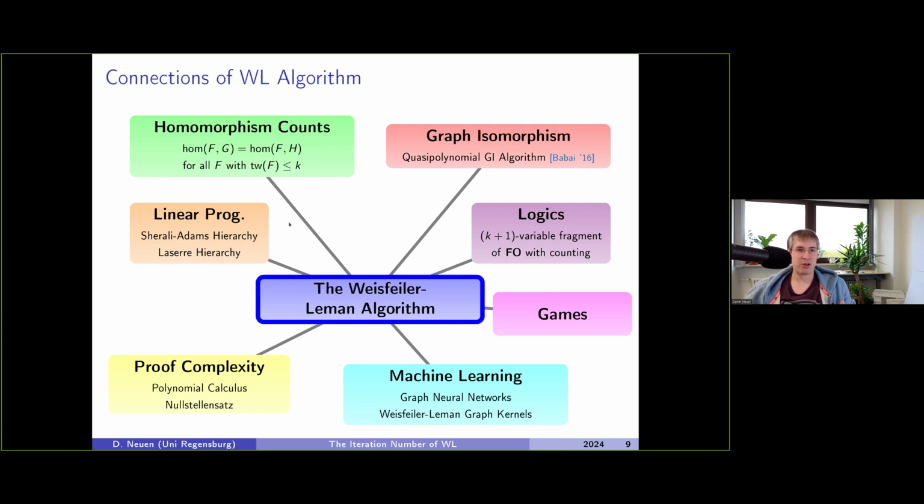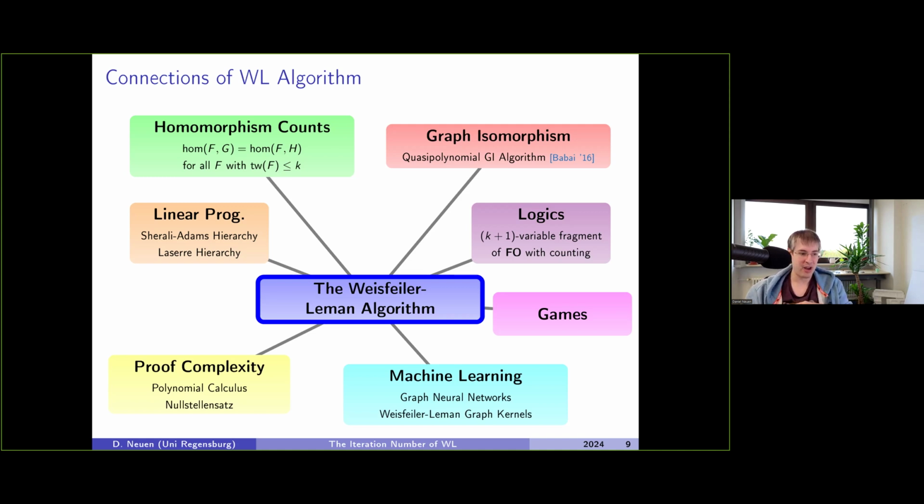Or we can also characterize Weisfeiler-Leman by writing linear programs for graph isomorphism and looking at extensions like the Sherali-Adams hierarchy or Lasserre hierarchy, or you can also do corresponding things with proof complexity. And also a very big thing in recent years is this connection to machine learning, in particular because the Weisfeiler-Leman algorithm can be used to describe the expressive power of graph neural networks. Machine learning people have also been very much interested in the expressive power of the Weisfeiler-Leman algorithm due to this connection. Okay, so there is a lot of motivation to study this algorithm.